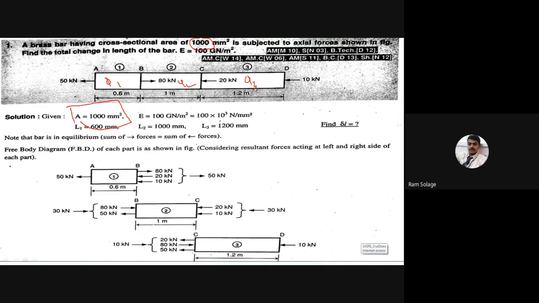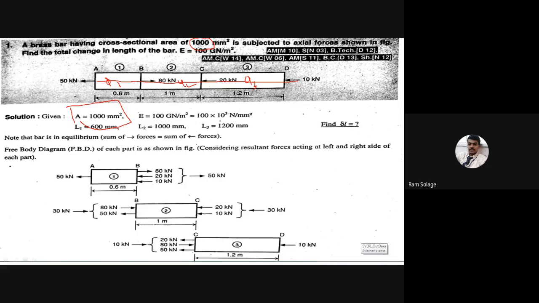In this problem, they are giving the common value of A, that is 1000 mm square. So we have to take the common value of A, so we do not calculate A1, A2, A3. Next, the 1000 mm square bar is subjected to axial forces. It means they are acting along the axis of the bar. They are acting, a number of forces on the axis, as shown in the figure.